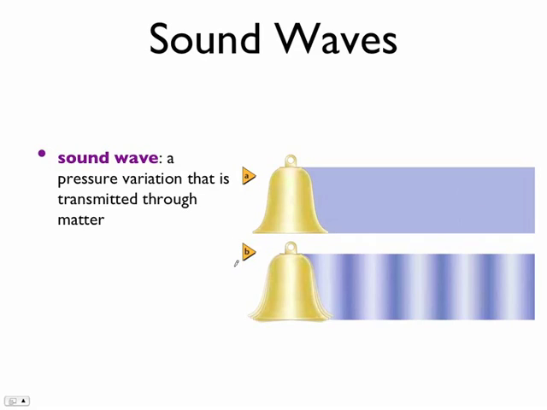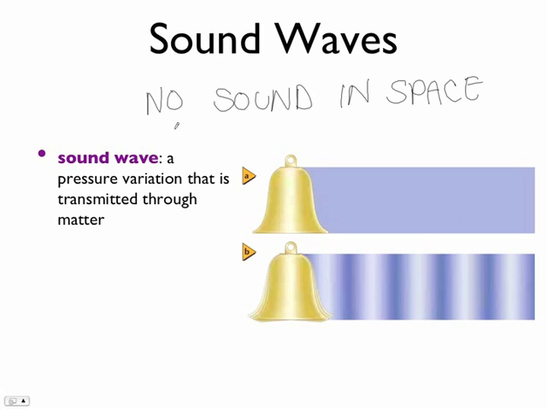In this video, it's just going to be a basic introduction to sound. Sound is a pressure variation that is transmitted through matter. Remember, we said in one of the other videos that there is no sound in space. And if there is no sound in outer space, that means sound is a mechanical wave. Remember, I told you that I always see this question, and it says, is sound a mechanical wave or not?